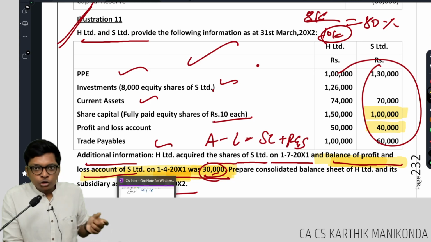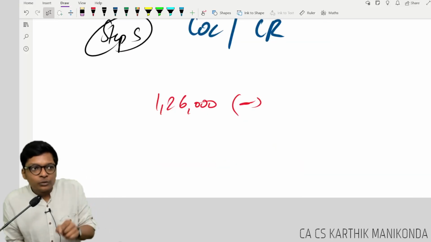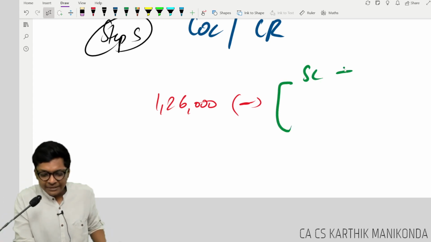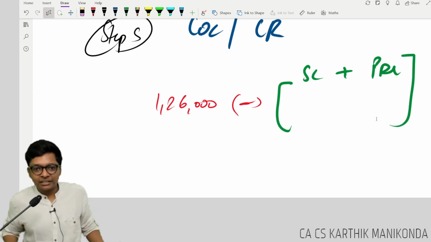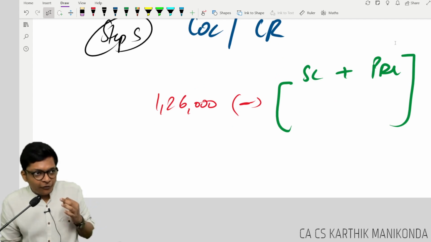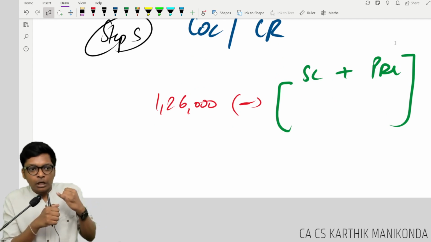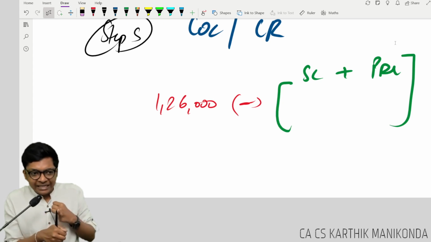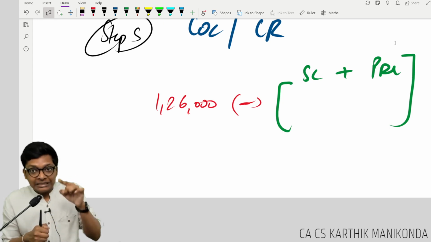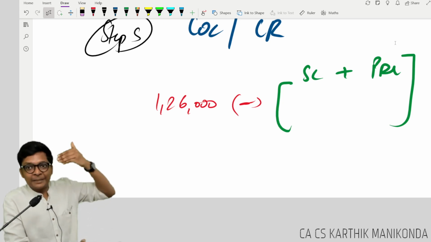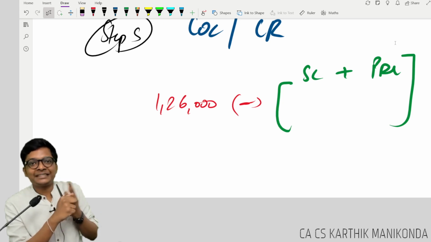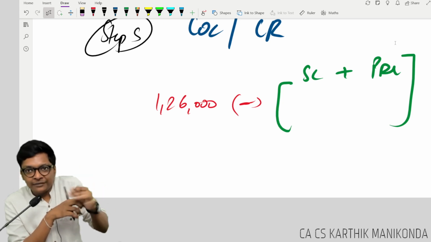What reserves should you take? You should take reserves on the date of acquisition. That we computed as pre. So can I say share capital plus pre-acquisition reserves? Now read your notes in step number 5. What did I say? Net assets of holding represented by holding's share of share capital and reserves on the date of acquisition. That is nothing but pre. Correct? Go to step 5 and read. Holding company's share of share capital plus reserves on the date of acquisition, which is nothing but pre.